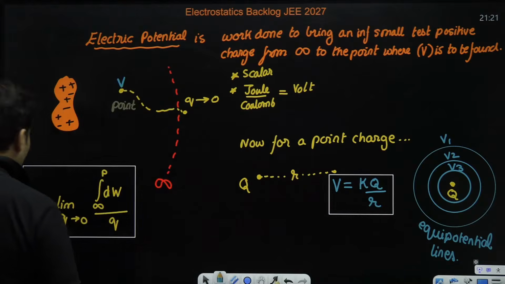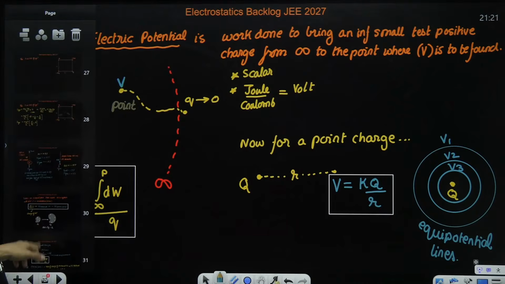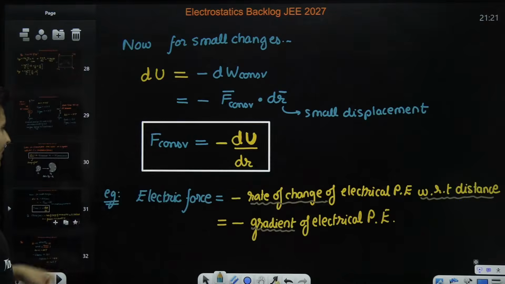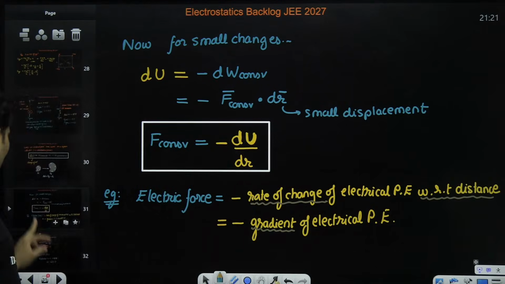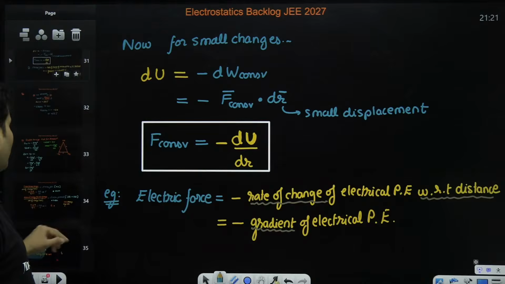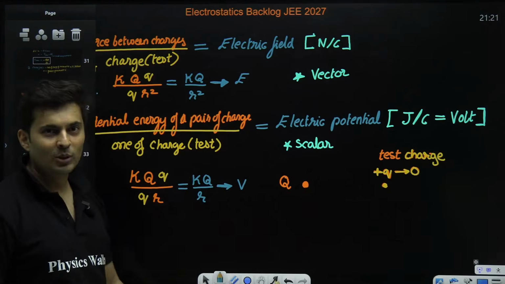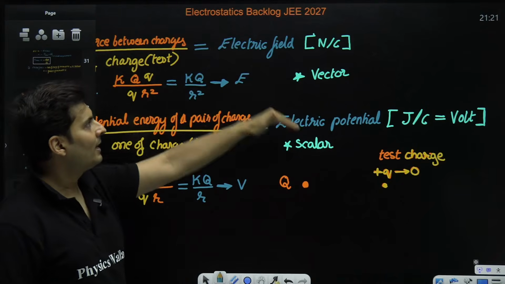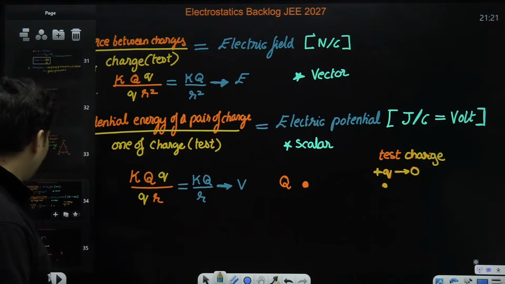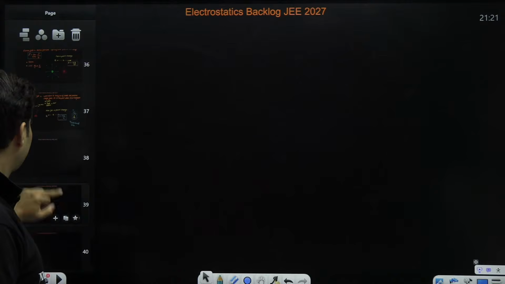Alright. Now you might be wondering, sir, just some time back you told us force is related to energy. So then you said, okay, but if you divide force by charge, you get field. You divide energy by charge, you get potential. So if force and energy are related, it's quite likely field and potential are also related. And the answer is a big yes, and that's what I want you to see.